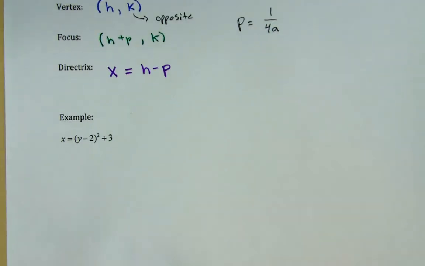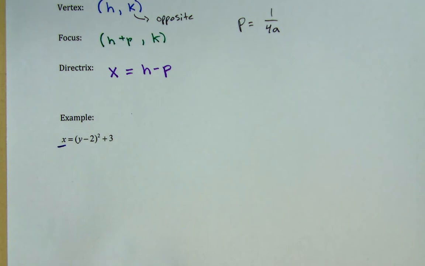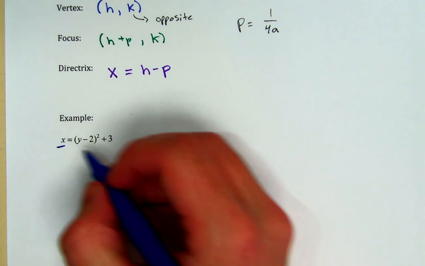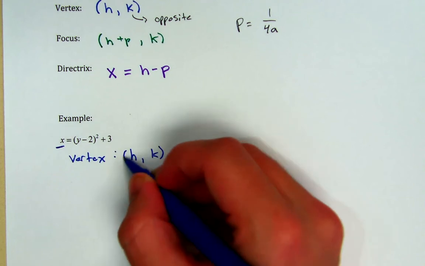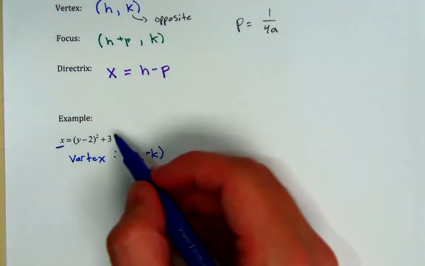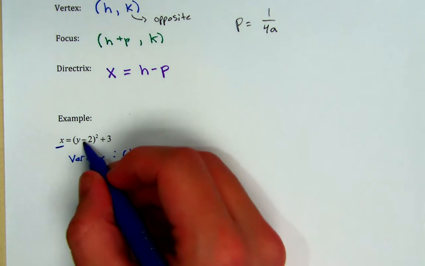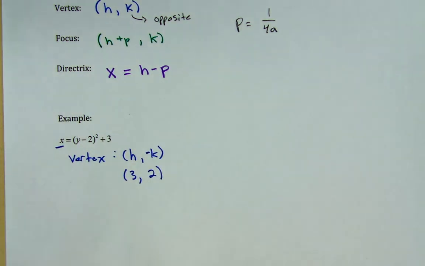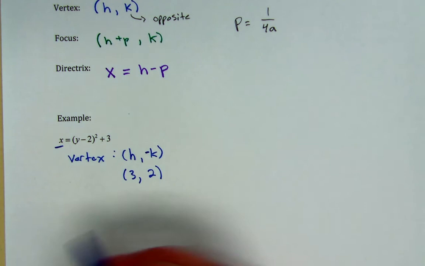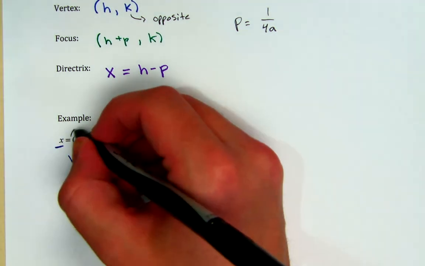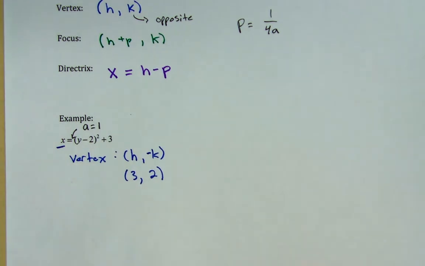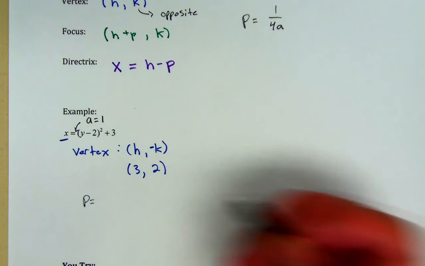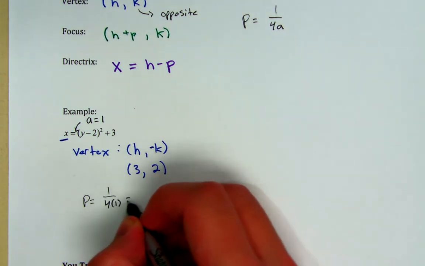So we've got x equals, so again, identified x equals. We're thinking now we need to do the opposite of what we did in the last lesson. So first identify the vertex. That's your (h, k), or you can put a little opposite k. H is on the outside, so we got 3 opposite 2. So that's our vertex. Now we want to figure out, well, hey, in front here there's nothing, so that means a equals 1. So we can solve for p, so p equals 1 over 4 times 1, or 1/4.